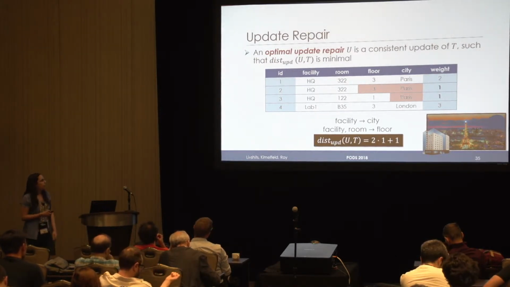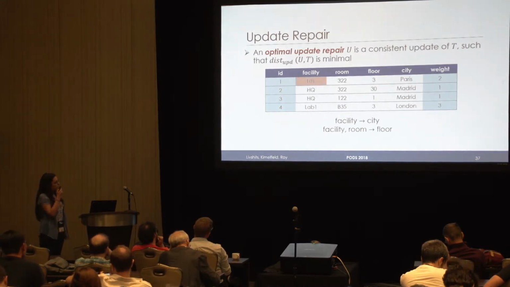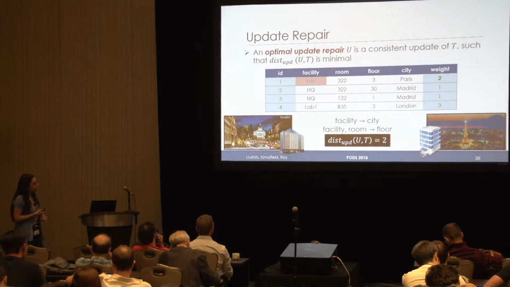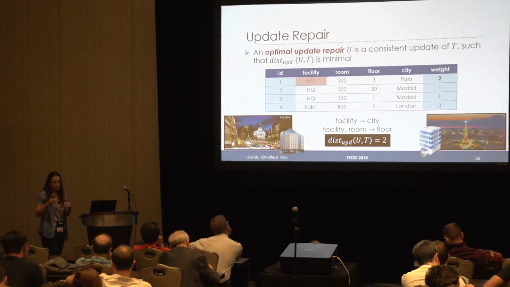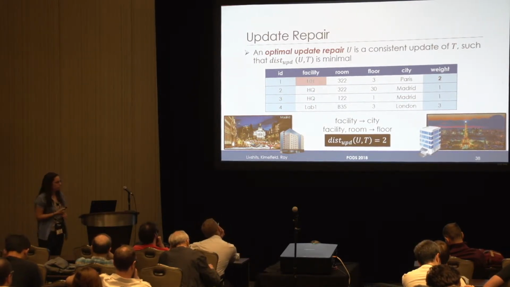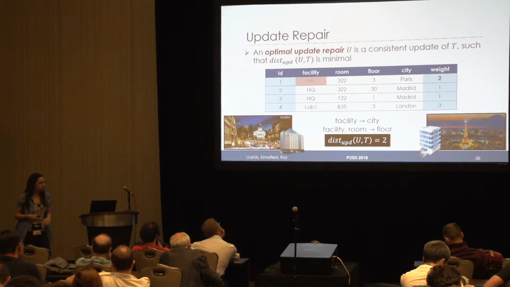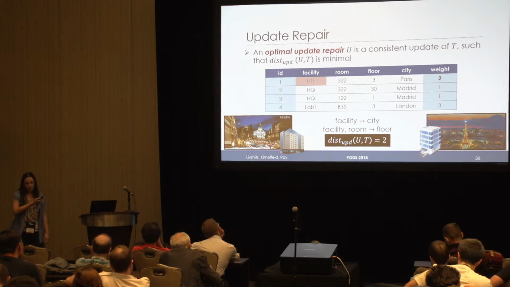Okay? If we look at another consistent update, so here we know that the headquarters is located in Madrid, but we now know that there is actually another facility that is in Paris. So here we changed one value in the first tuple, and the weight of the first tuple is 2, so the total distance is 2. And this is, again, an optimal update repair.